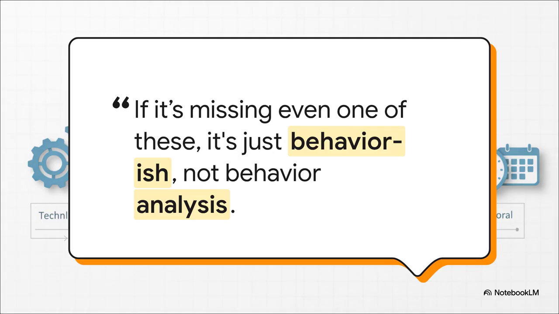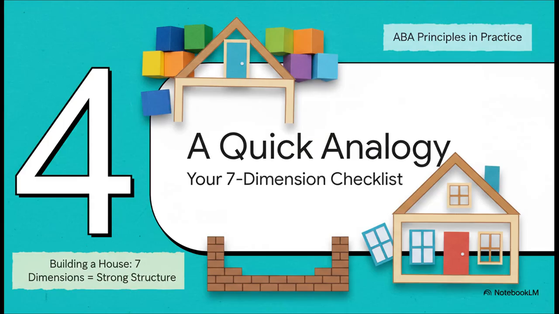And this right here, this quote just sums it all up perfectly. These 7 dimensions aren't just optional suggestions. They are the very definition of applied behavior analysis. If a program is missing even one of them, it might be something, but it's not ABA. It's just behaviorish.